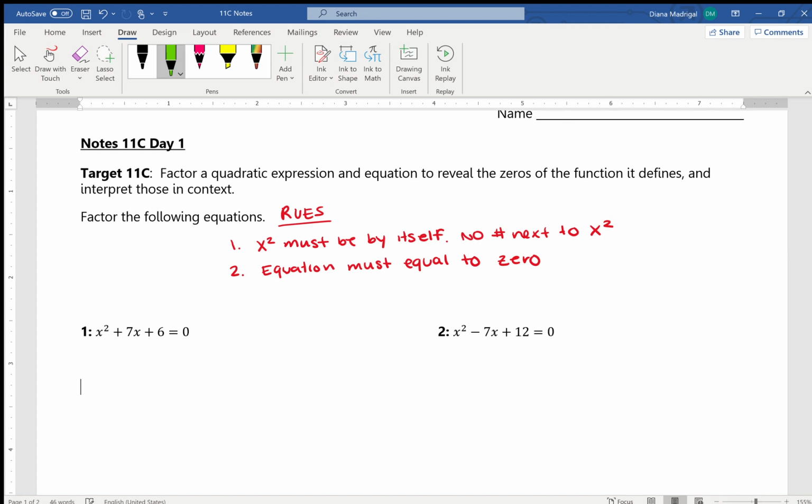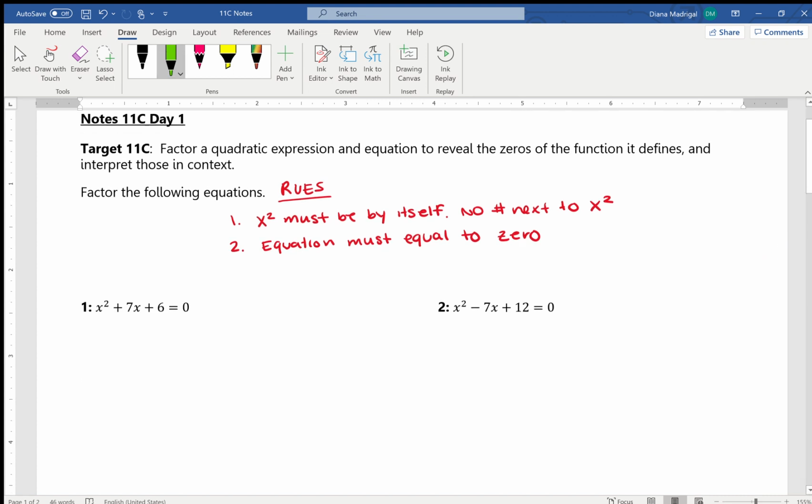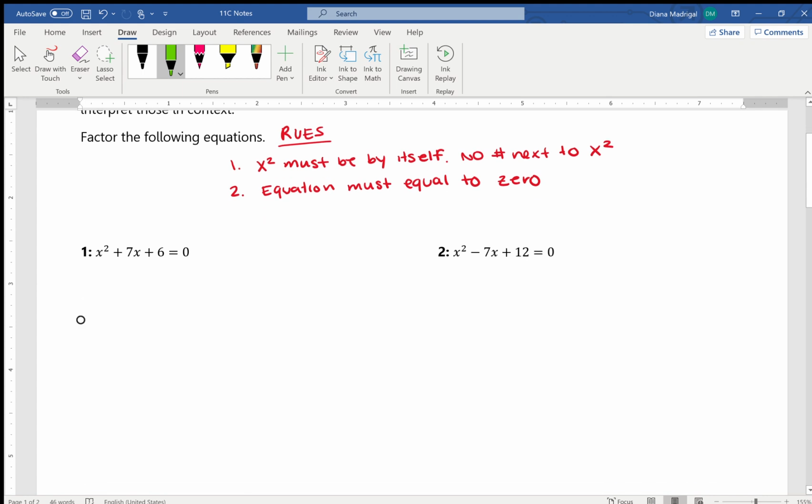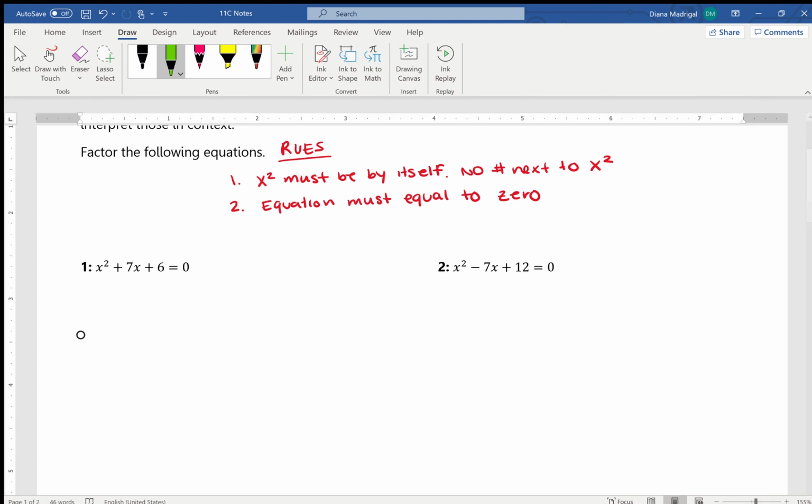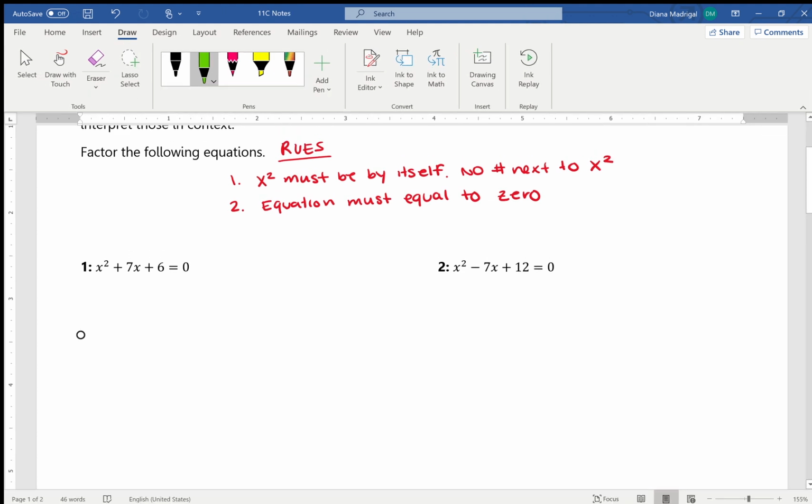It is a little bit confusing, so please bear with me and please take notes. I'm only going to be doing one problem for each type. So let's go. All right, first rule is that we have x squared by itself and we have to set it equal to 0. So x squared by itself and it is equal to 0. I am ready to go.